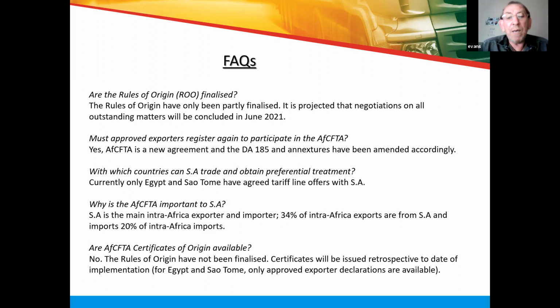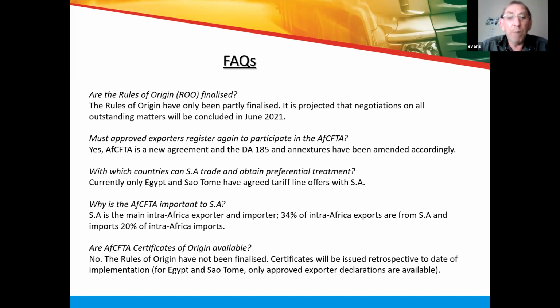I mentioned that you would not be able to use a preferential rate of duty if you imported from Egypt and Sao Tome. I'm actually incorrect there. You can, if the exporters in those countries are approved exporters and can provide the invoice declaration, because those two countries are only using the export declaration at the moment. There are no certificates of origin.